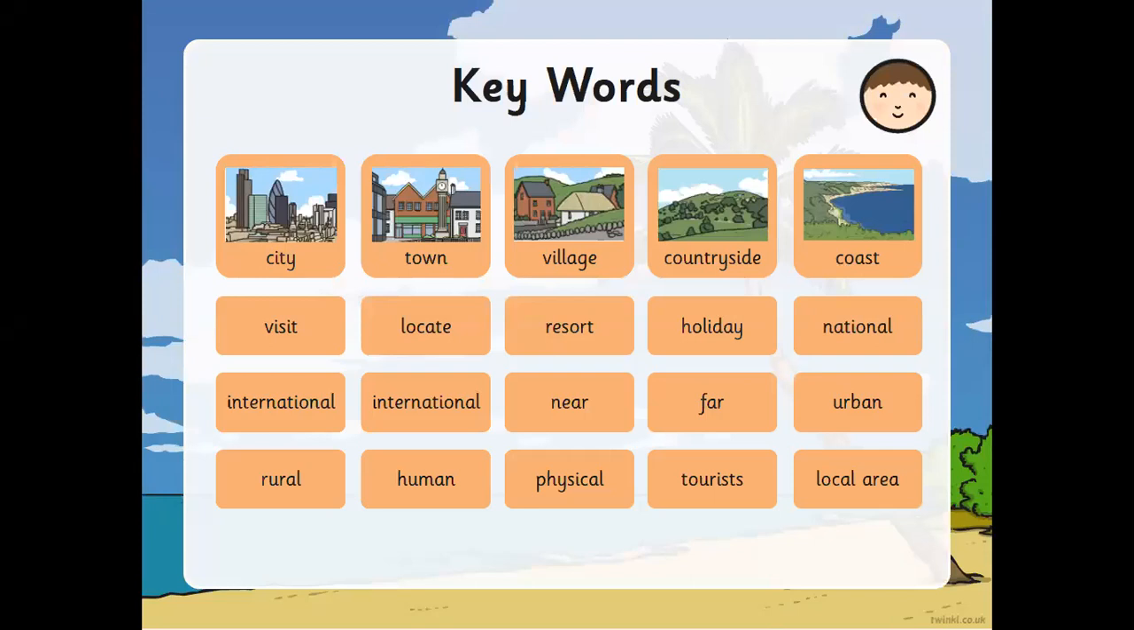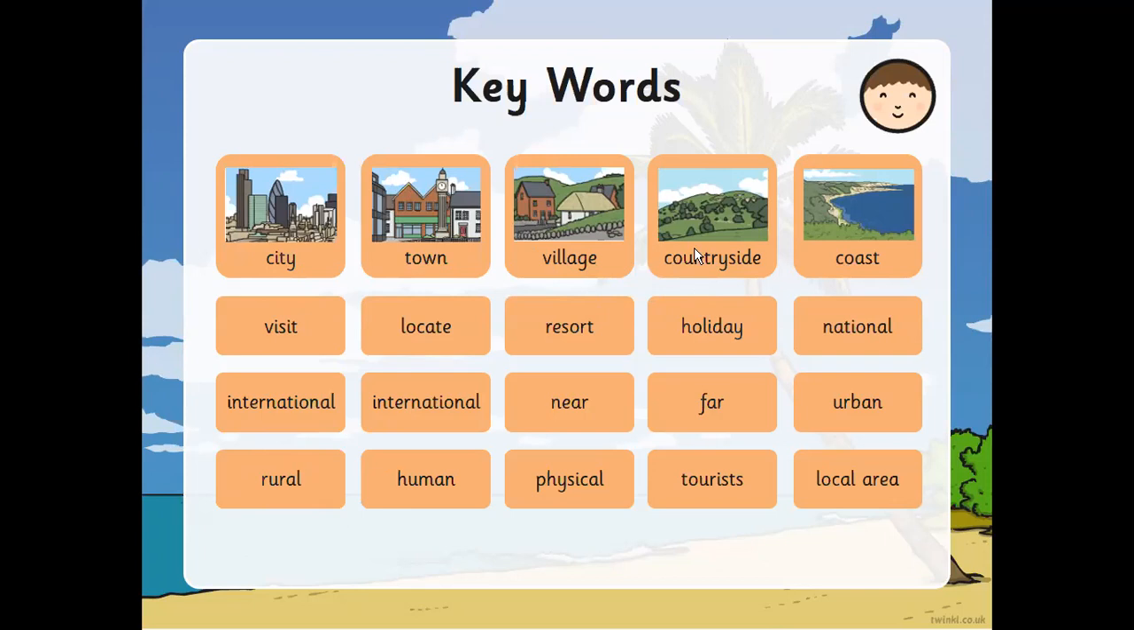So here are some of the keywords that you might need to know for this lesson. I'm just going to go over some of the words that you might not know. A city is a built-up area or a large town. So you live in the city London. A town is a built-up area that is usually larger than a village but smaller than a city. And a village is smaller than a town that has a group of houses in a rural area.